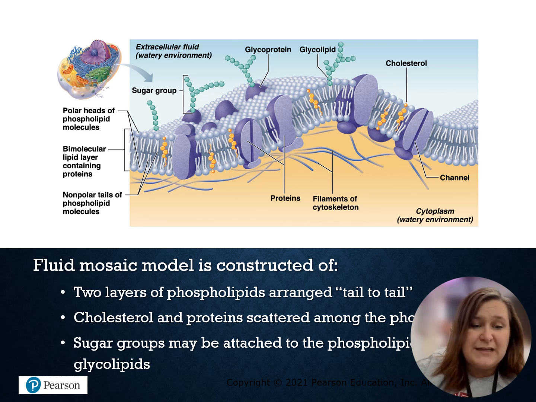We refer to the plasma membrane as having a fluid mosaic model. That means it lives somewhere between a solid and liquid, so it's flowing, right? It's fluid, but it is definitely not necessarily a liquid. It's more of obviously a plasma type situation. So it's going to be composed of two layers of phospholipids arranged tail to tail. We will talk about why this is so important on the next slide.